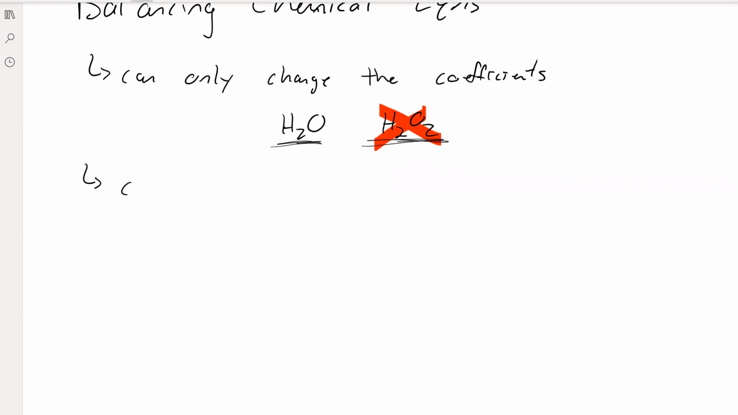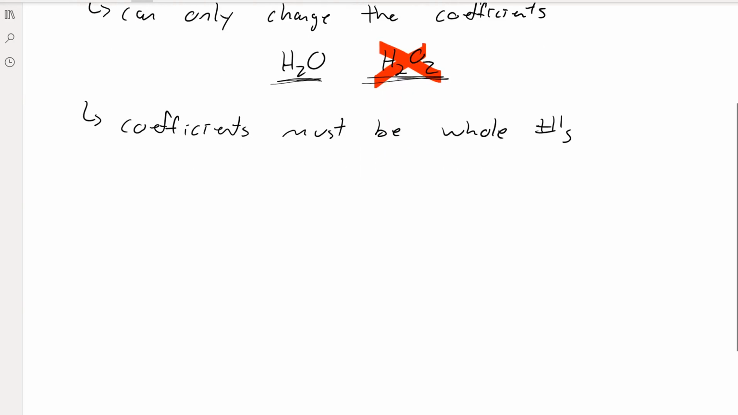The coefficients must be whole numbers. Right, so they can only be 1, 2, 3. You can't have 1.5 atoms or something like that. You can use that as an intermediate step, but at the end, all the coefficients must indeed be whole numbers.